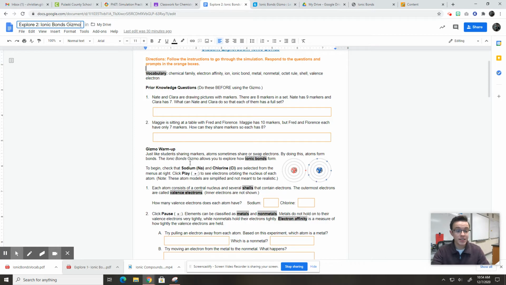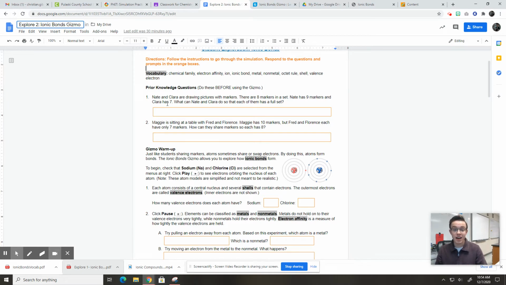Okay, so it says Nate and Clara are drawing pictures with markers. There are 8 markers in a set, so a complete set is 8 markers. Nate has 9 markers and Clara has 7. So what could they do so that each person has a full set of 8? Well, you may think this is totally obvious. What if Nate just gave one of his markers to Clara? That way they would both have 8. Now they have full sets of markers.